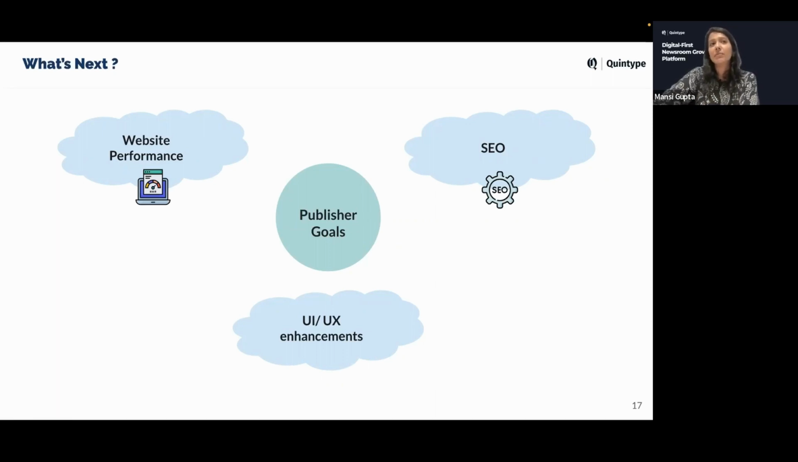What's next for Head Page Builder? What you see here on the slide are potentially the key themes that we've been working on and would like to continue working on. We understand that for all our publishers, the success metrics revolve around the performance of the website, SEO, UI and UX enhancements, and the engagement that the website will bring for your readers. These are the key themes that Head Page Builder is working on, and we aim to deliver good, useful features and enhancements to you in the coming quarter and the coming year.